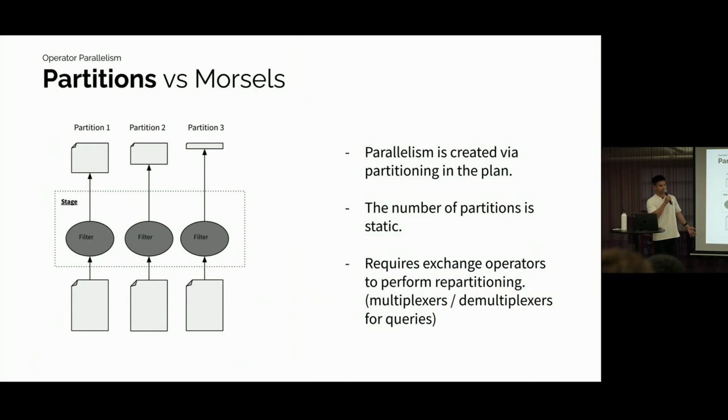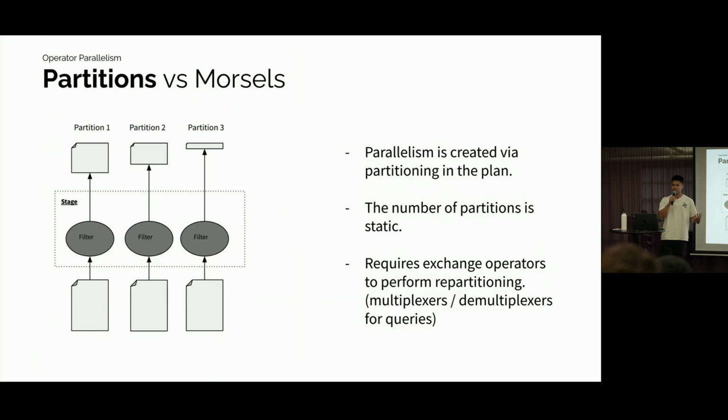So there's two methods, partitions and morsels. In the partition-driven parallelism paradigm, you create partitioning in your plan. If you look at a Spark plan, for example, you'll see things like number of partitions, which is essentially how many instances of this operator do I process in parallel. The number of partitions is static per plan, and it requires these things called exchange operators to perform repartitioning.